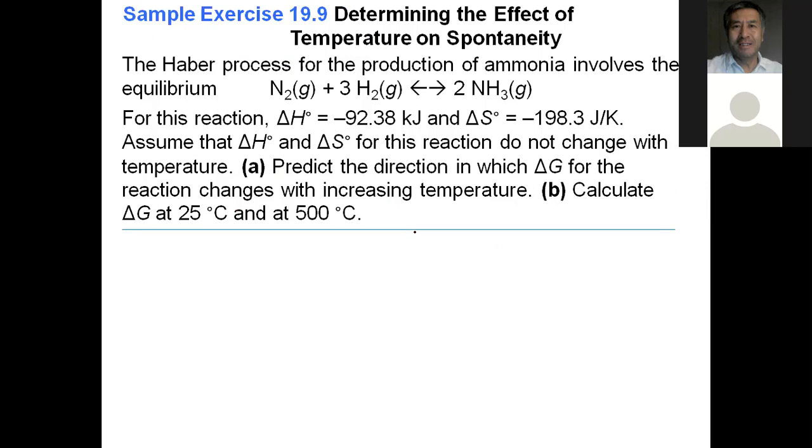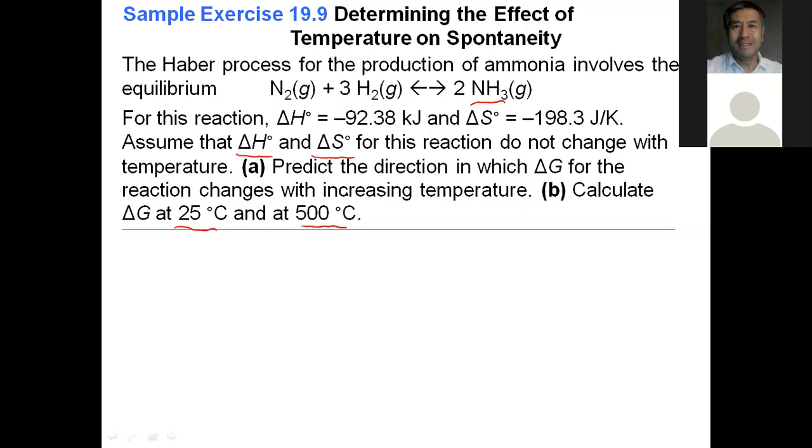All right, so the next question is we have this Haber process to make ammonia, and we are given this delta H, delta S. We are assuming delta H, delta S do not change with temperature. So therefore, we first want to predict the direction in which delta G for the reaction changes with an increase in temperature. Then we'll calculate this delta G at two temperatures, 25 and 500 degrees Celsius.